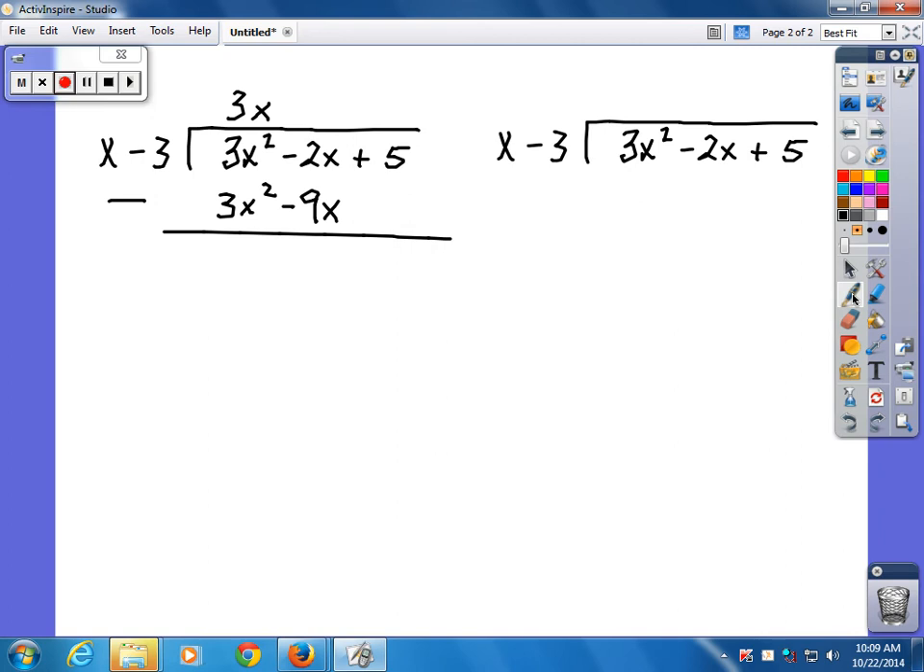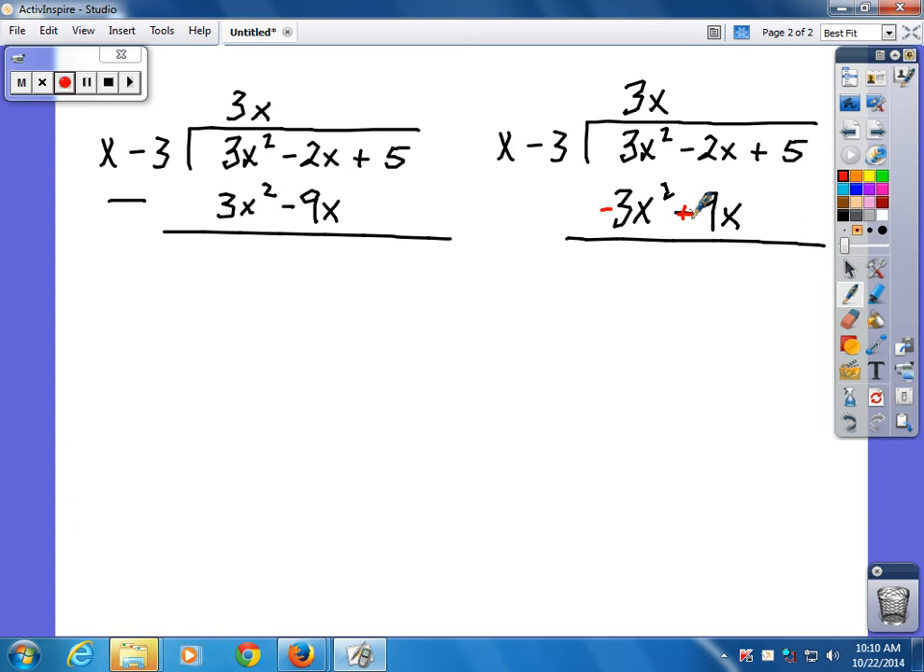x will go into 3x squared 3x times. 3x times x is 3x squared, and 3x times negative 3 is negative 9x. And instead of subtracting, I'm going to distribute the negative. I'm going to distribute this negative, and what will I get? A negative. I'll make that a little negative and make this a positive. Now that's the two ways that you can do it.